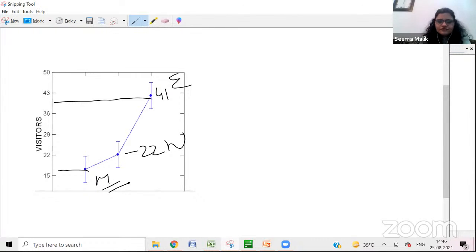So there is a difference, and the evening has the most visitors, but is this by chance, or can we say with 95% confidence that in the evening visitors are more as compared to noon and morning? So how are we going to make this decision? So these are the results.